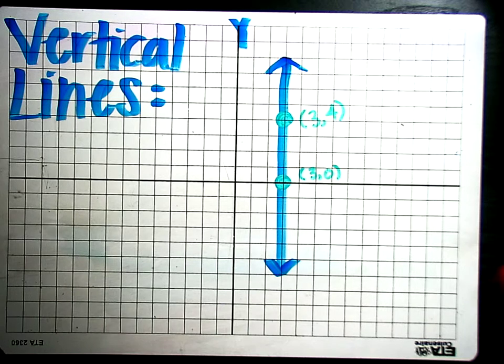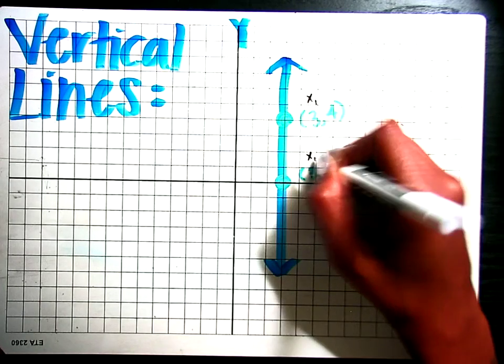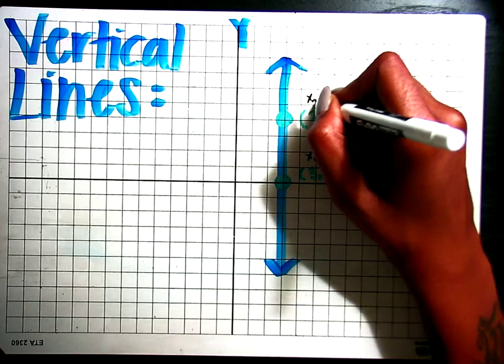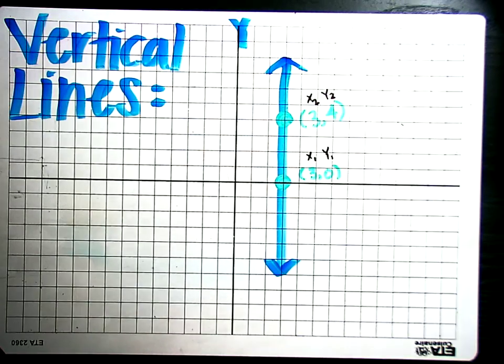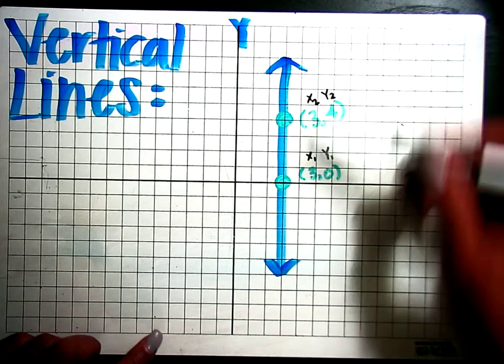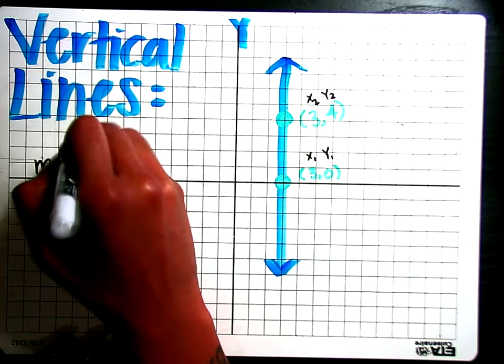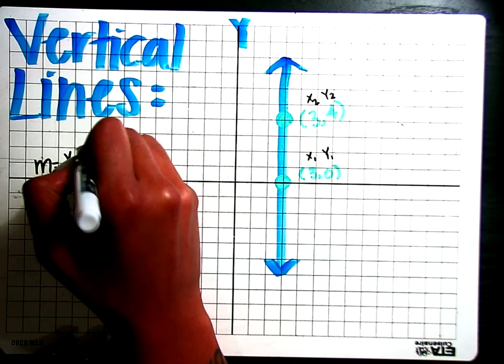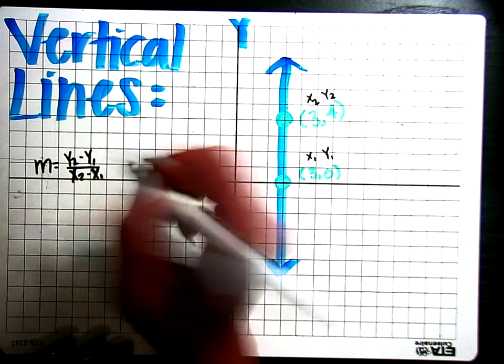Mind you, slope is y2 minus y1 over x2 minus x1. So I'm going to label my points: x1, y1, x2, y2. It doesn't matter which one you pick for x1, y1, as long as you have 2 separate points. So now, to plug them into my equation, m equals y2 minus y1 over x2 minus x1.